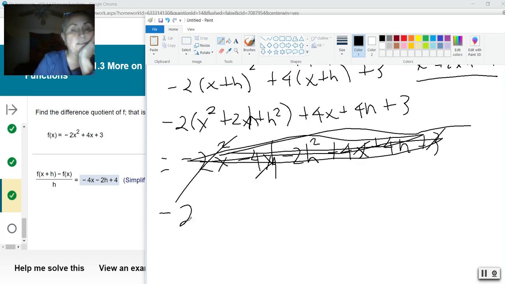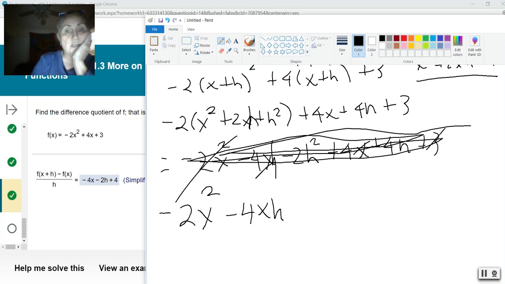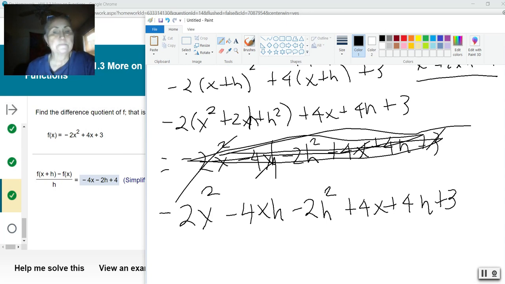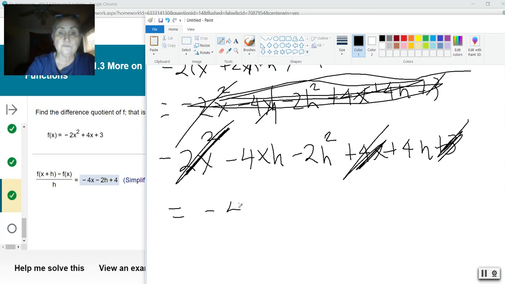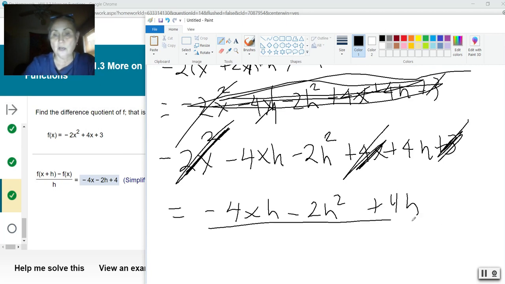Negative 2x squared minus 4xh minus 2h squared plus 4x plus 4h plus 3. Okay. Now everything that has an h is what will be left, because negative 2x squared was in the original, 4x was in the original, and 3 was in the original. And this time I got it right. Negative 4xh minus 2h squared plus 4h. All of that is over h.